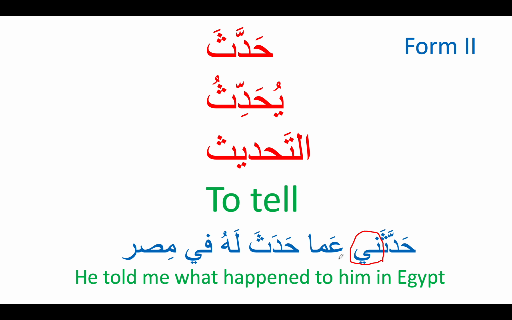Okay, عما. So this is عن plus ما. So about what happened. So we put them together. And then I've done this sentence for your benefit. This is the form 1 of the verb of the root cluster. Okay, so what happened له to him في مصر in Egypt.